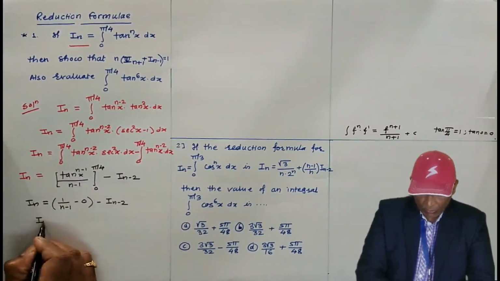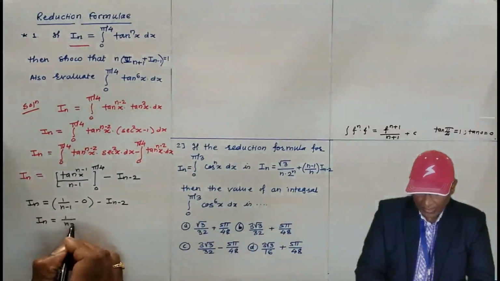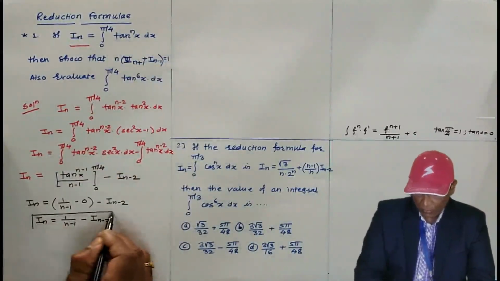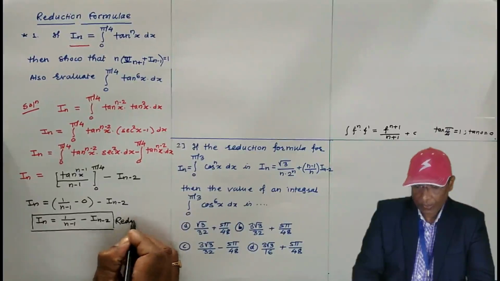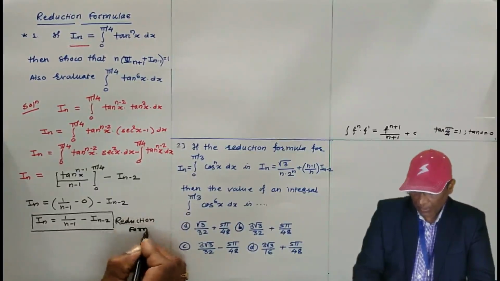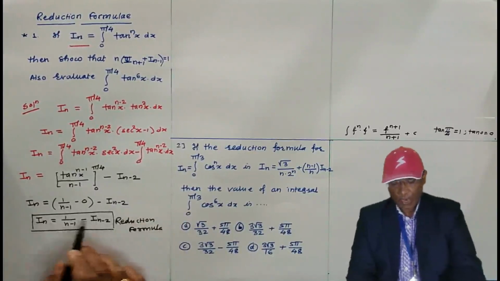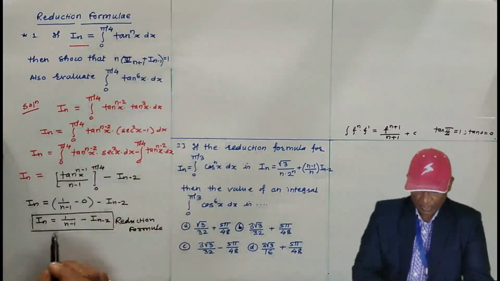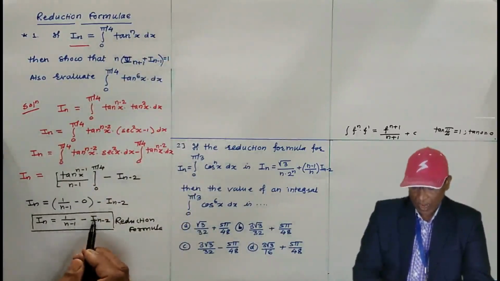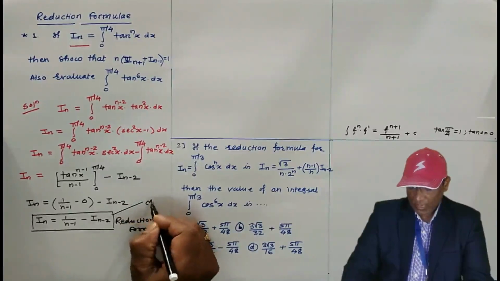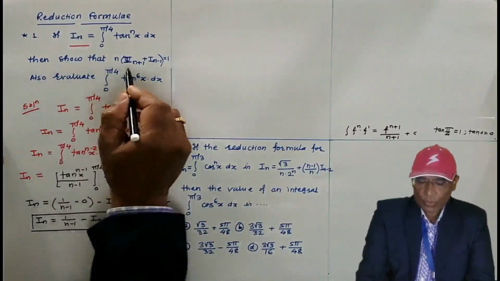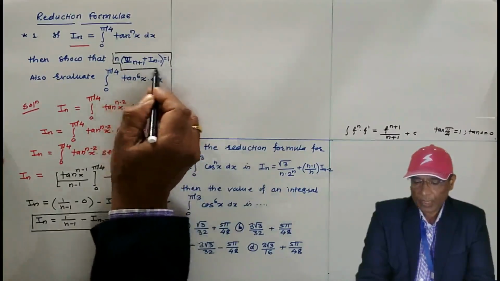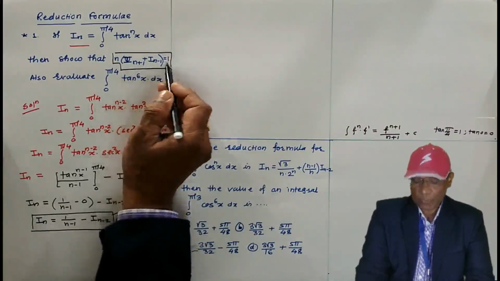Now this is the reduction formula for In, and In is tan raised to power n for this integral. This is the reduction formula for tan raised to power n. Now in this problem, this may be asked as an MCQ. The reduction formula for tan raised to power n for the specified limits is 1 by n minus 1 minus In minus 2. This may be asked as an MCQ. Now what we have to show? We have to show this thing, n multiplied by (In plus 1 plus In minus 1) equal to 1.